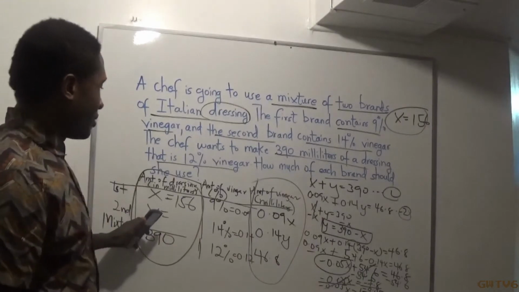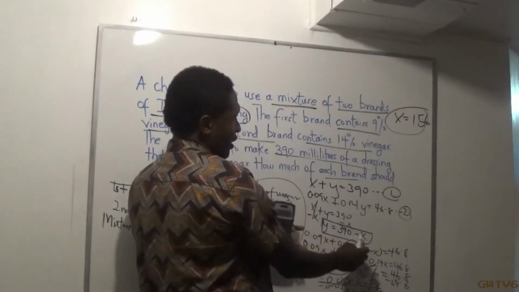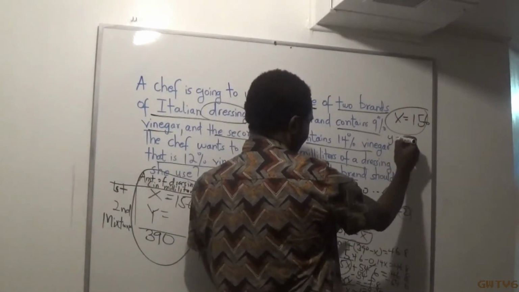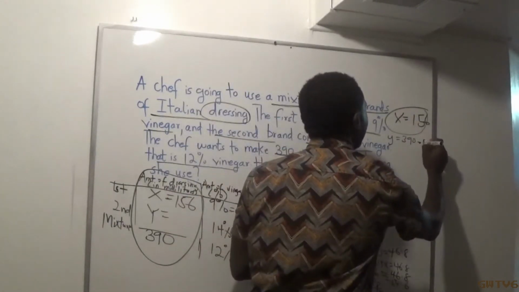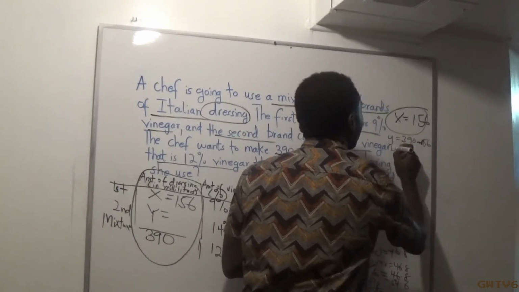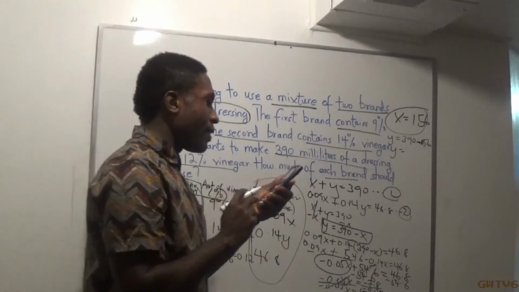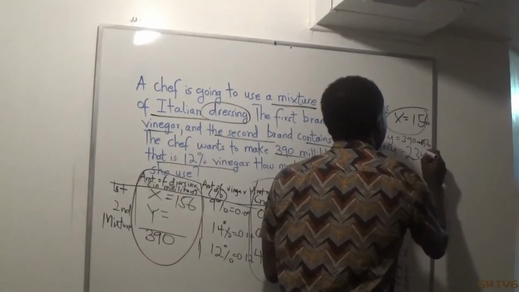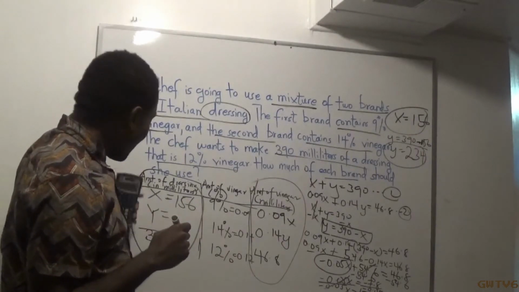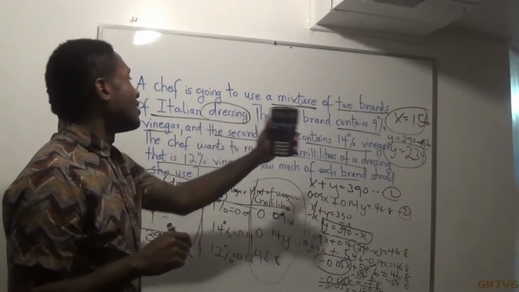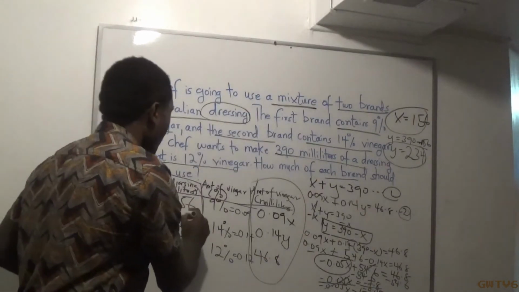And the second brand, which is the y, to get it, I just plug it into any equation. So let's say I plug it into this one right here, right? I got y equals 390 minus x, and my x is 156. So I plug in the 156. So y equals 390 minus 156, which is 234. So the first brand is 156 and the second brand is 234.